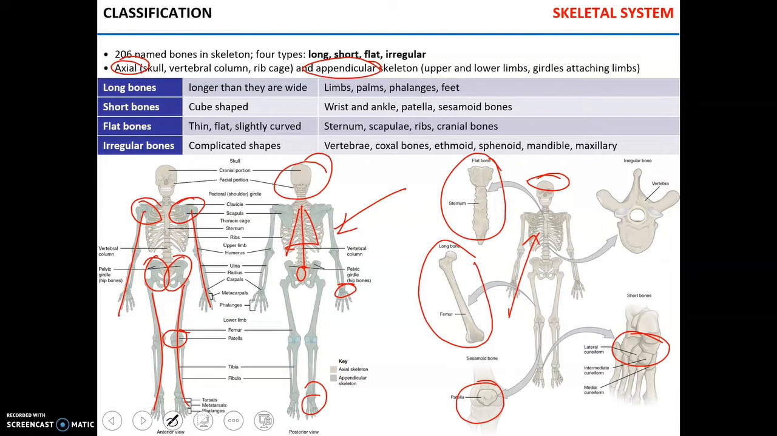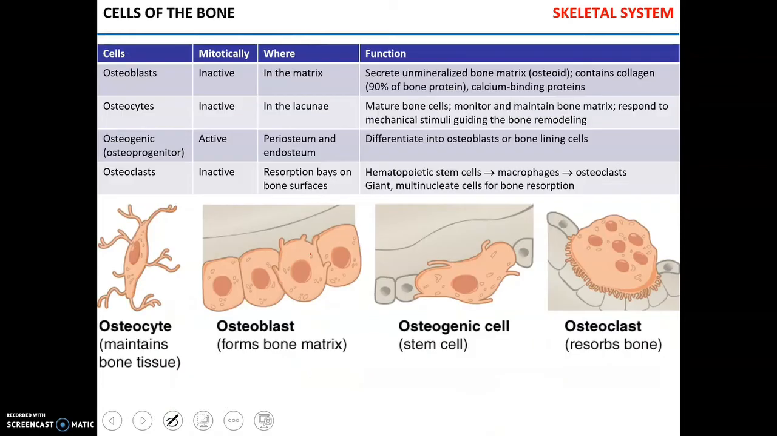Irregular bones usually have complicated shapes. They do not fall into any specific category. Examples of irregular bones will be mandible, maxilla, ethmoid and sphenoid bones of the skull, all vertebrae, and coxal bones.